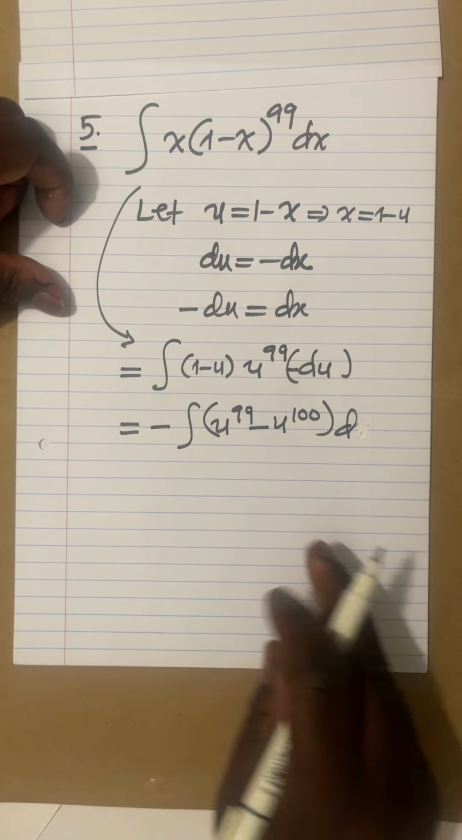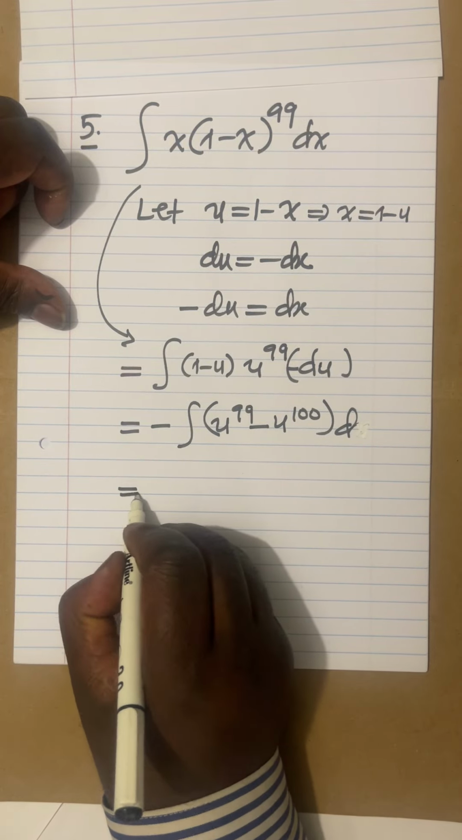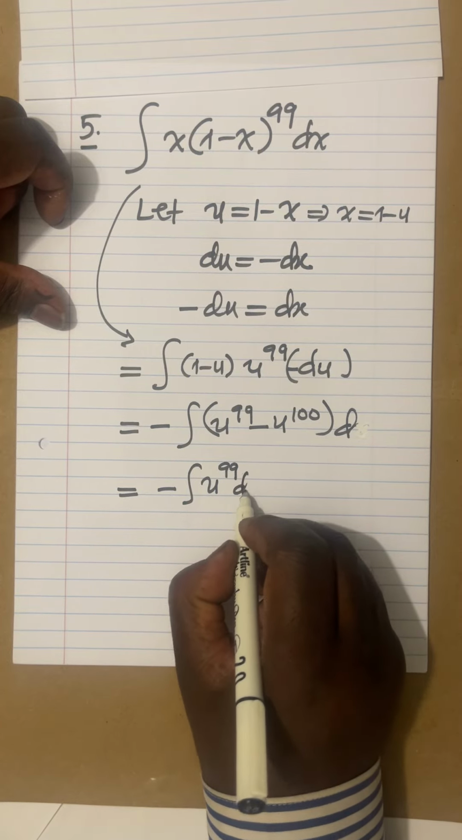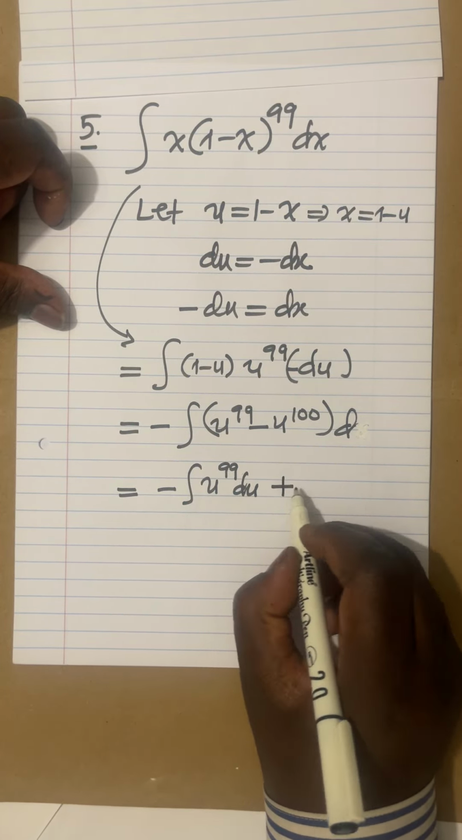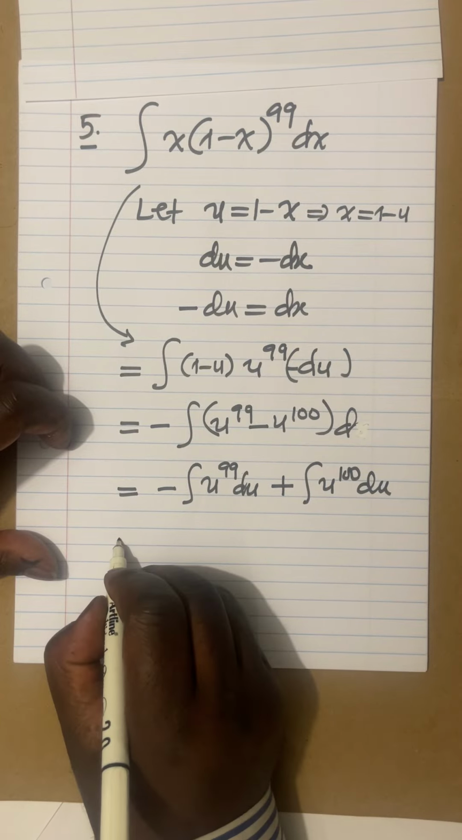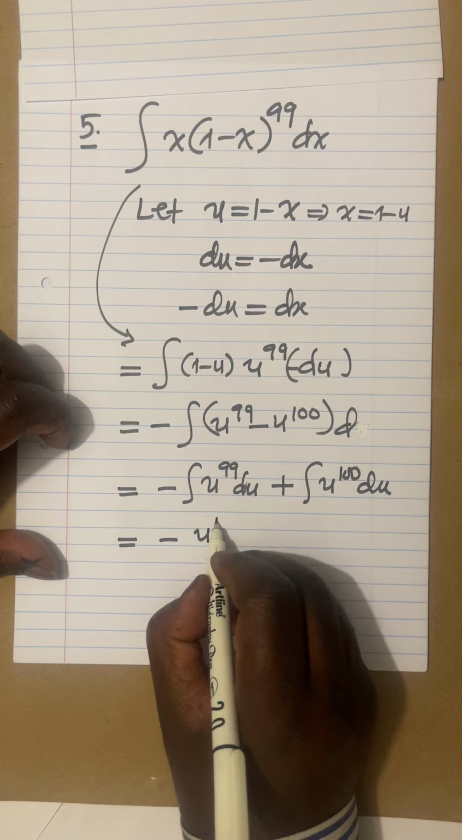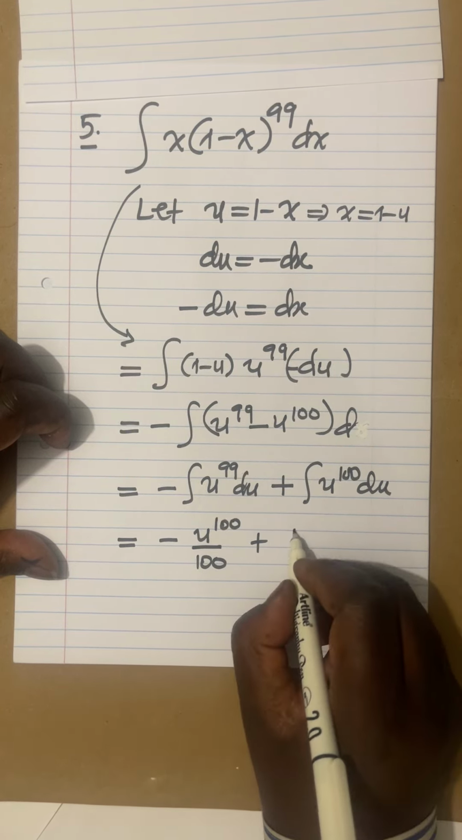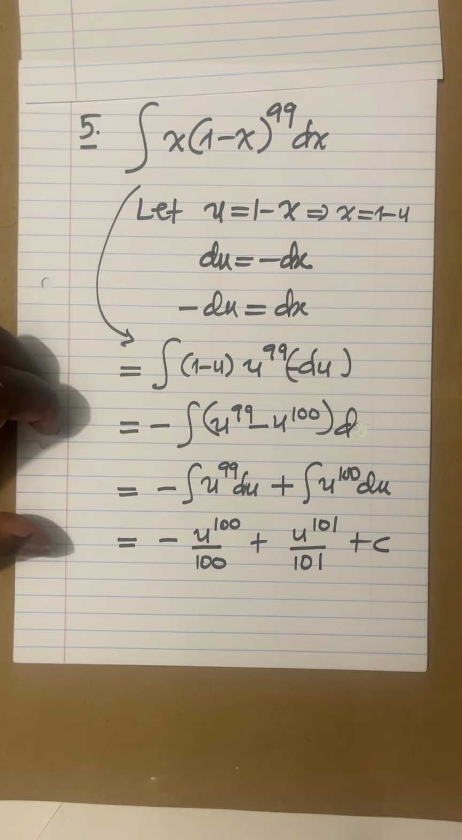All right, now we can distribute this across. So it's going to be minus the integral of u to the power 99 du, and then a minus, we change that sign to plus, plus the integral of u to the power 100 du. And what is this? Well, this is minus, I'm adding 1 and I'm dividing. So it's minus u to the power 100 over 100 plus, add 1 and divide, u to the power 101 over 101, and then plus a constant.